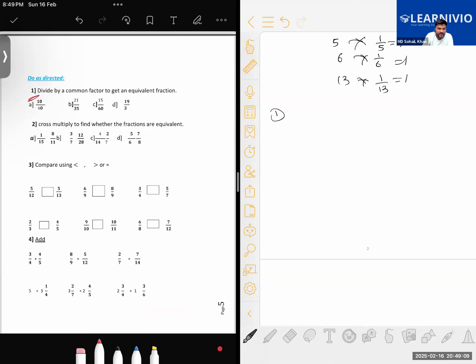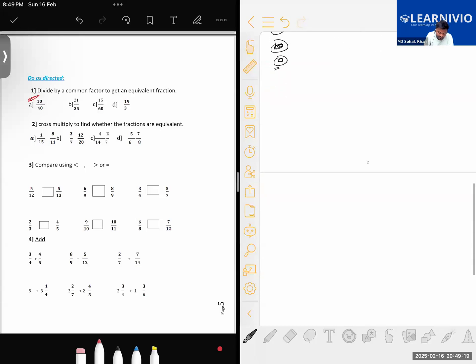Now, divide by a common factor to get an equivalent fraction. We know about equivalent fractions. Basically, they have the same value. For 10 upon 40, we can get an equivalent fraction by multiplying or dividing both by the same number. It has to be a common factor, like for 10 and 40, you cannot divide them by 3. It has to be a common factor of both of them. One of the questions I will do for you, and the remaining ones you are going to do yourself.